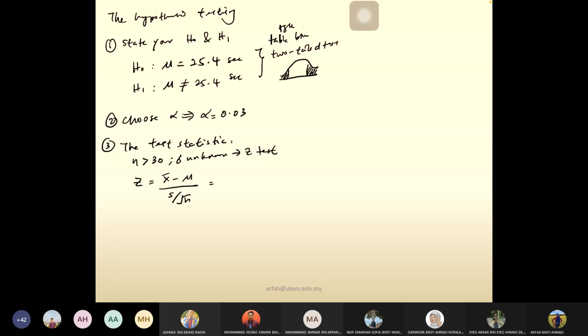So your X bar is 26.2 minus 25.4 divided by S adalah 2.3 root 40. So cuba kira what is the answer.